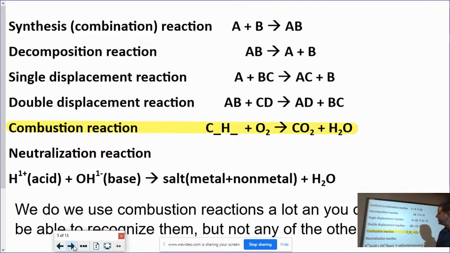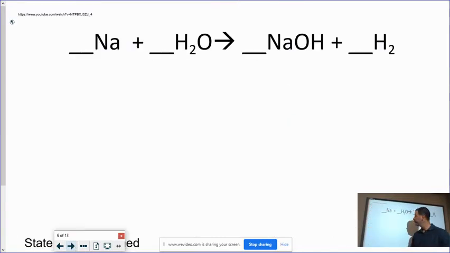These are the different types of reactions that we have on your sheet. We will use them. We'll make you aware of them. They will never, ever show up on any kind of test for us. So we're just making you aware of them.